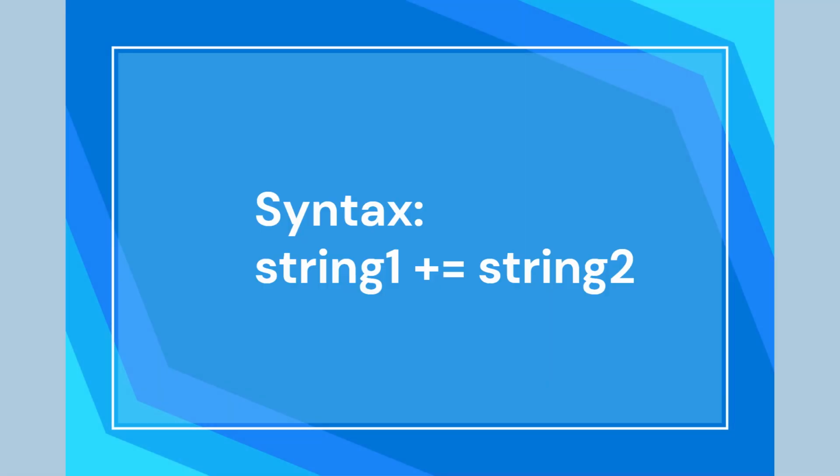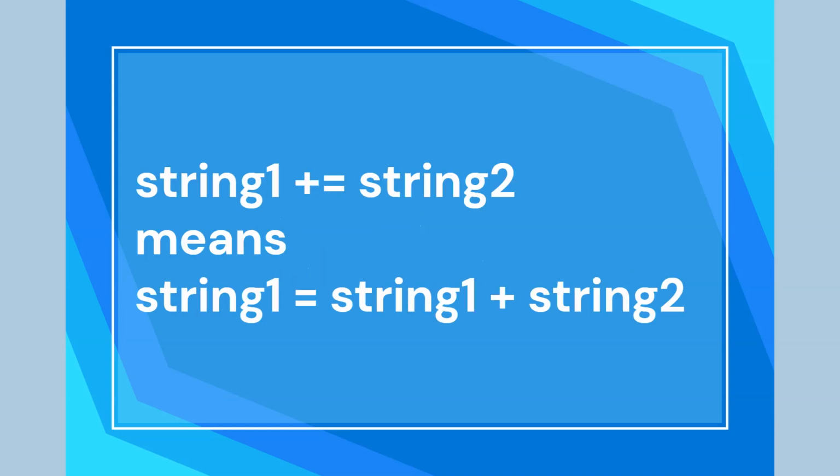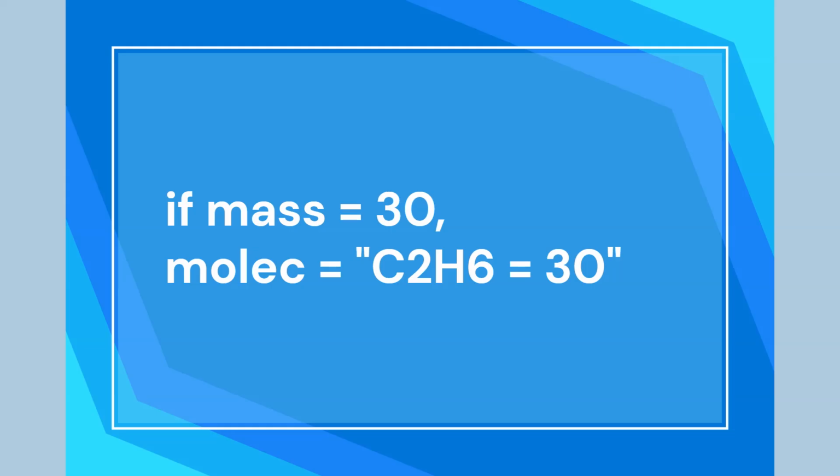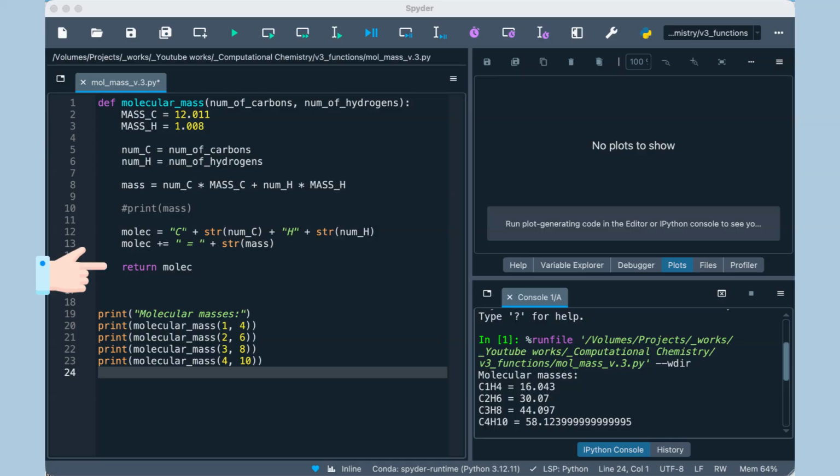The second line uses an augmented concatenation operator, plus equals. Its syntax is string1 += string2, and it simply means string1 = string1 + string2. This works just like it does in C++ string concatenation, so if you've coded in C++ before, the behavior will feel familiar. So, if the computed mass is 30, the final string stored in molic becomes C2H6 = 30. And this is the value returned by the function.